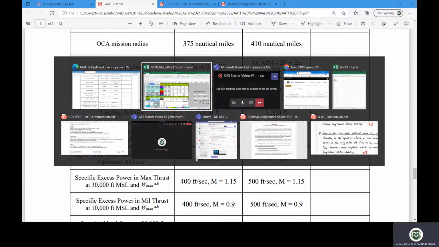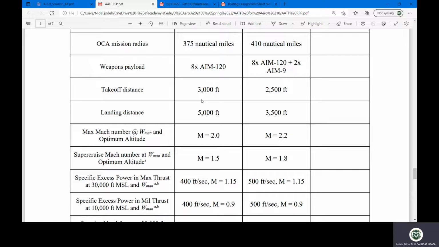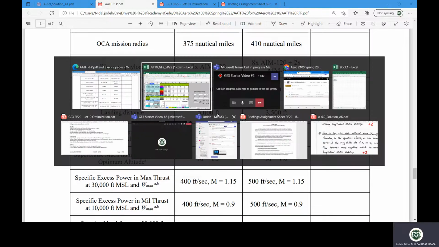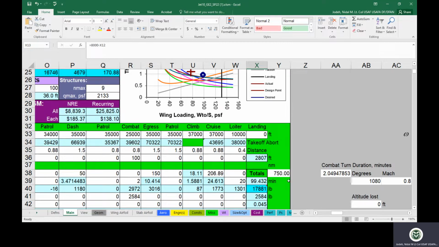Here's the landing and takeoff distances. If you go back to the spreadsheet, you need to make sure the landing and takeoff distances are properly pre-programmed before you start. You could do it afterwards. You'll just have to go back and redesign the spreadsheet a little bit. So for this one, 3,000 foot takeoff and 5,000 foot landing. And it already calculated that. How awesome is that? Okay. That gives you an idea of what you're going to do there.